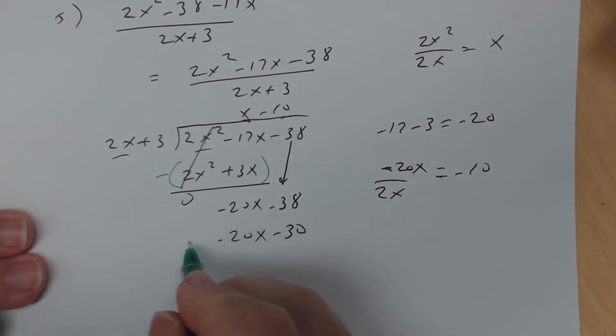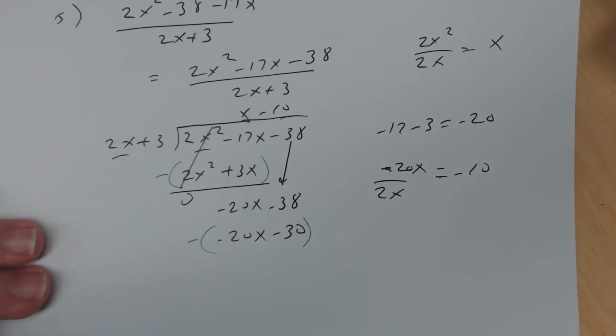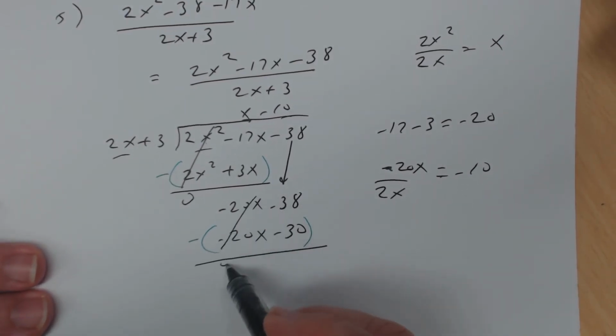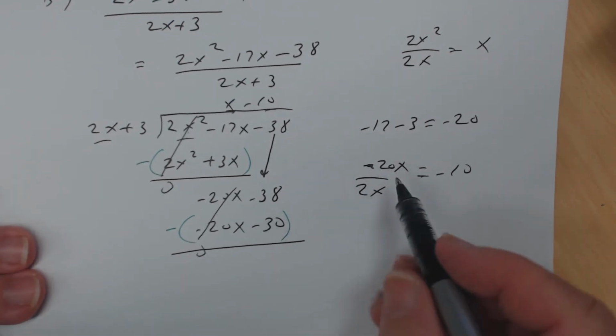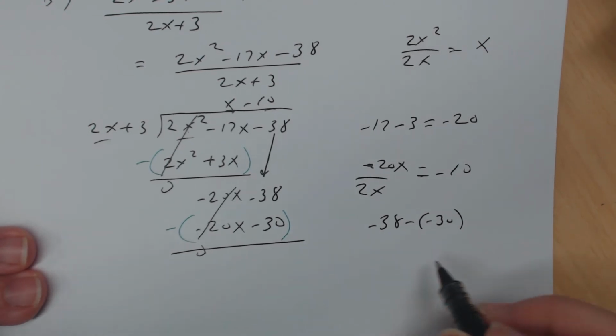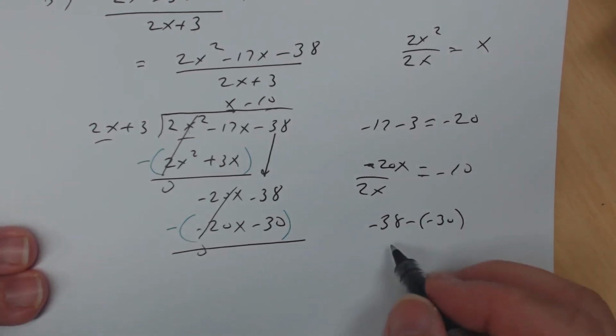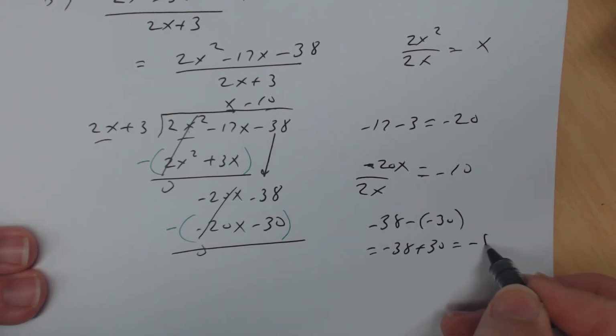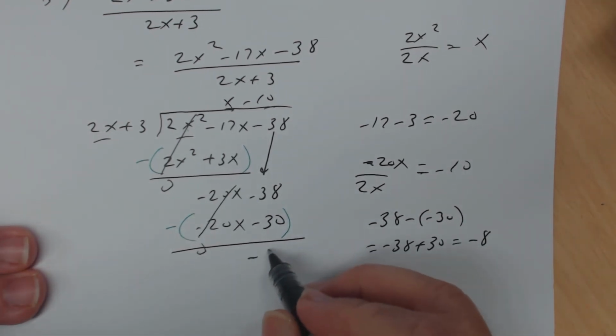And now you're going to subtract these. Negative 20 subtract negative 20 becomes 0. All right, let's figure out what this is. A negative 38 subtract a negative 30. Use your calculator: you type in as you see it. This really becomes a negative 38 plus 30, which is a negative 8. So this is negative 8.